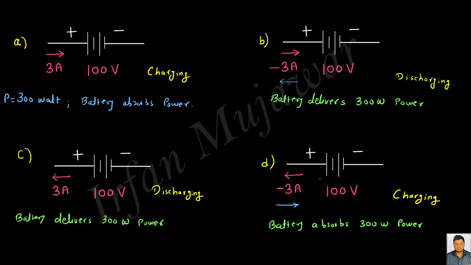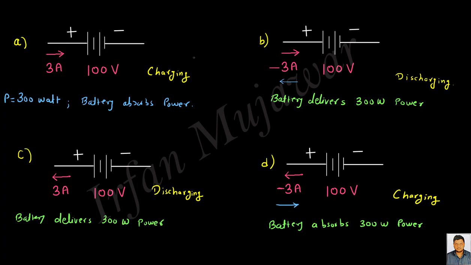So what we can understand here is that simply by the direction of current, we cannot judge whether power is absorbed or delivered by a battery, by a DC source. What we need to do is calculate the power. If that particular power is positive, and we assume that the battery is absorbing the power, then that battery will be absorbing the power. But if our convention is that the battery is absorbing the power, and if we get P as negative, then in that case the battery will deliver the power.